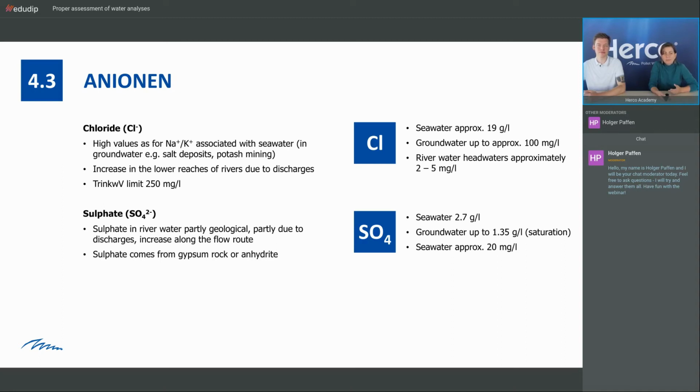Sulfate is a bit similar in that it increases along the river flow route. Very often it comes from a geological formation, sometimes also from discharges of wastewater, but very often it can be from rocks like gypsum, anhydrite, whatever. When you have groundwater from a rock formation that includes sulfate, you can have very high concentrations. Like here you see up to 1.35 grams, not milligrams, grams per liter, which would be saturation concentration. So there it really depends a lot on the geology as well.